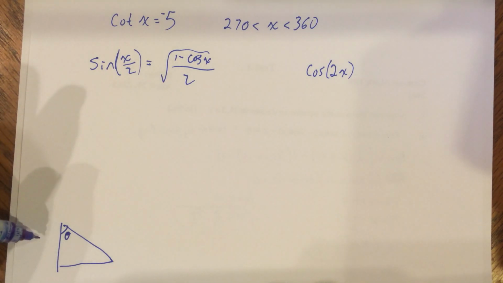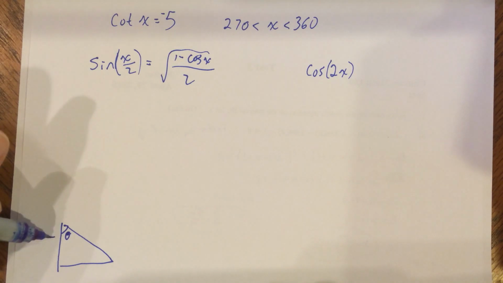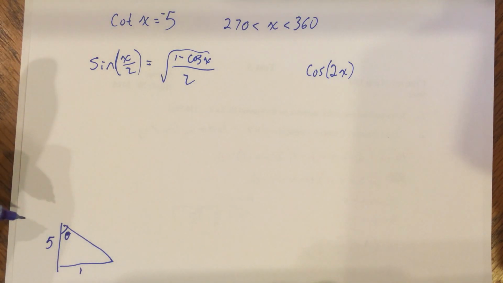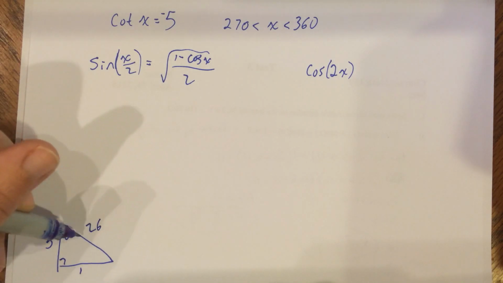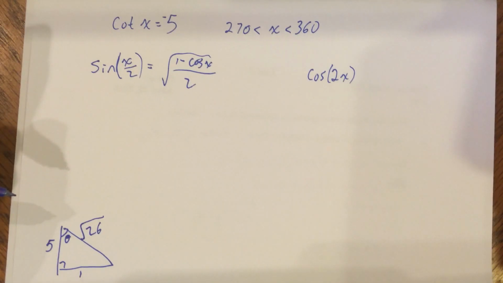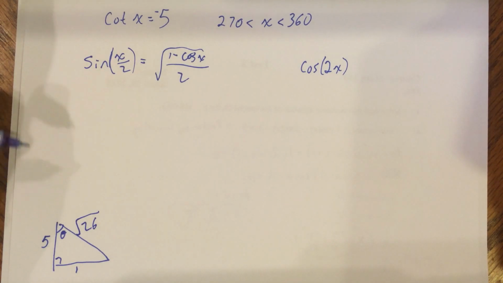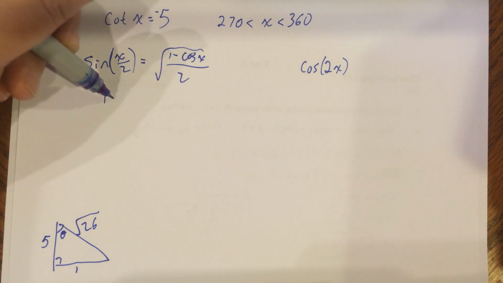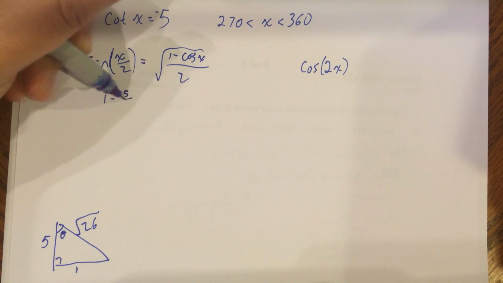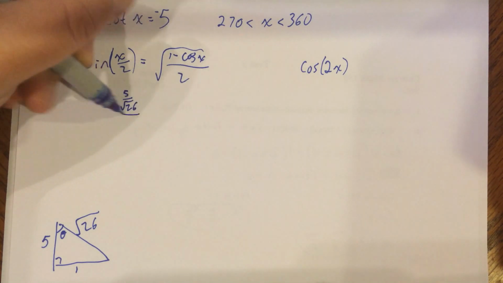Tangent is opposite over adjacent, so cotangent is adjacent over opposite, so 5 over 1. Do the Pythagorean theorem: 25 plus 1 is 26, so the hypotenuse is the square root of 26. I'm looking for cosine, so cosine would be 5 over the square root of 26. So I'm looking for 1 minus 5 over the square root of 26, all over 2.